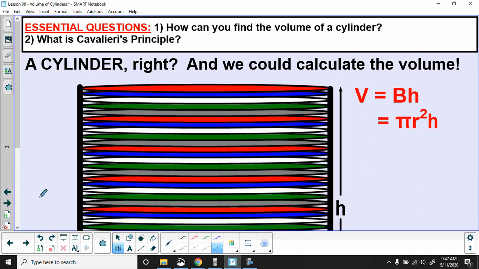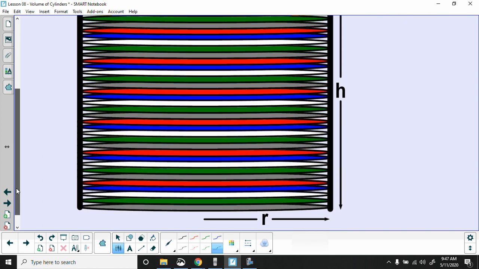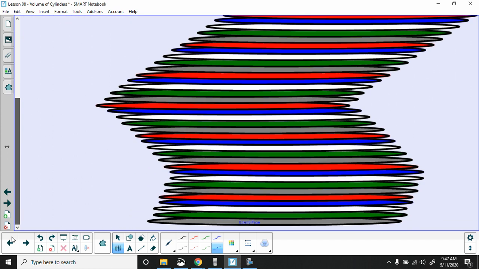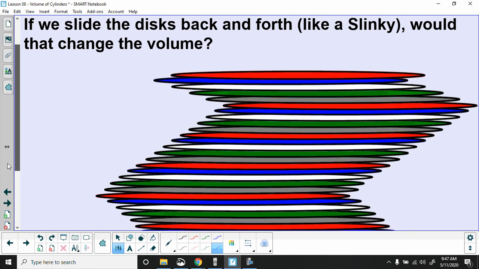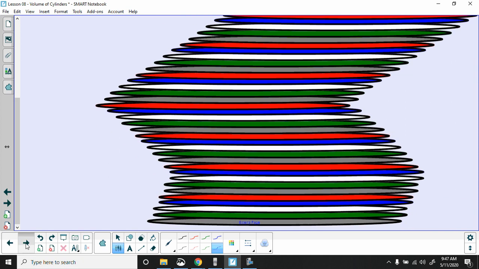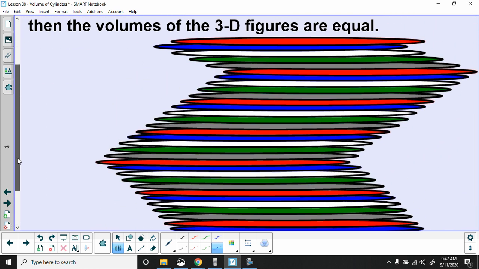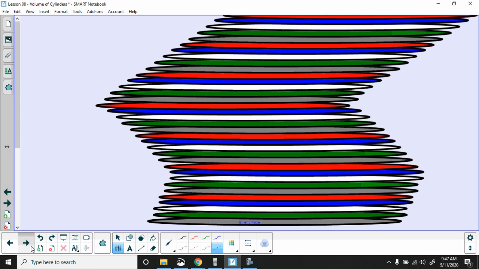If we can take the volume of this cylinder, height, radius, etc. Fun part, if I kink it over, kind of like that slinky idea, would the volume change? No, it will not. Cavalieri's principle says, you may want to write this down, if the cross-sectional areas of any two 3D figures are equal for any given height, notice the height did not change, we just kinked the discs around, then the volumes of the 3D figures are equal.